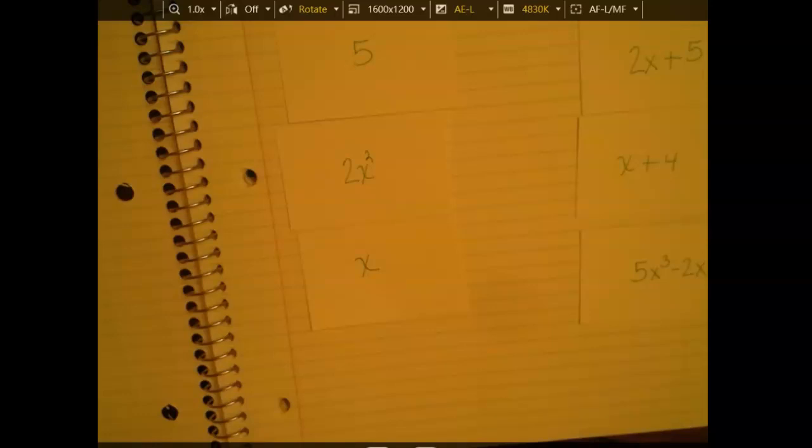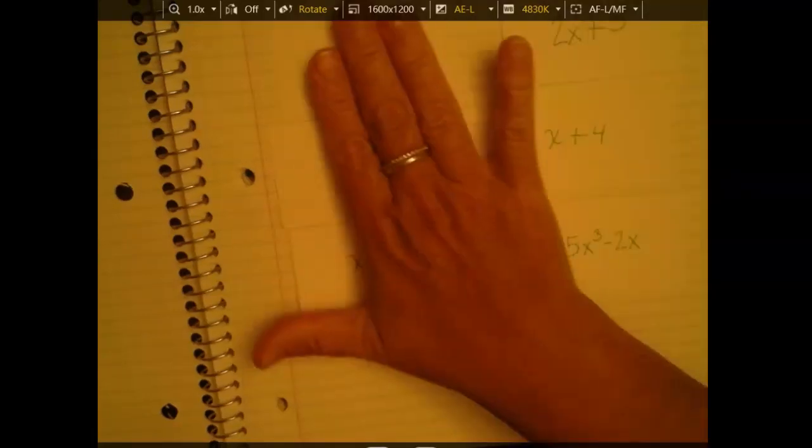And so this is what naming polynomials is really based on. It's based on two different aspects of the polynomial. One of the aspects is how many parts does it have? These have one part, these have two parts. But just like the one I was just pointing out, the differences between the 5 and the x over here, 2x plus 5 is a really different thing than 5x to the third minus 2x, right?